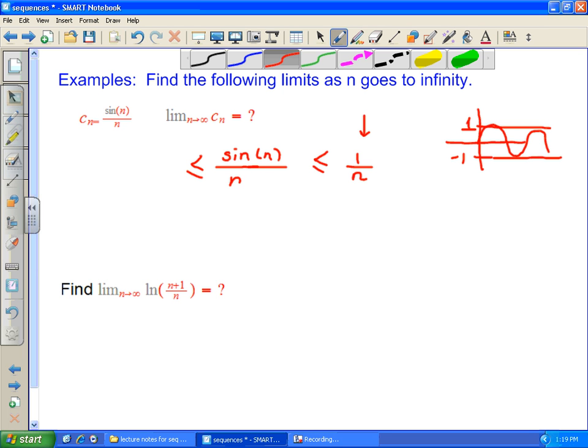Sine n is always greater than which number? -1. So here I can put -1 over n. Now I've squeezed the original question between two other functions. And these other functions are going to be easier to find the limits for, because what is the limit of this quantity as n goes to infinity?